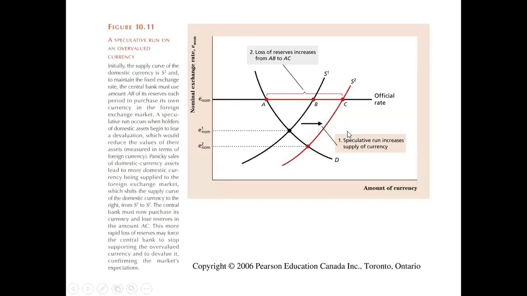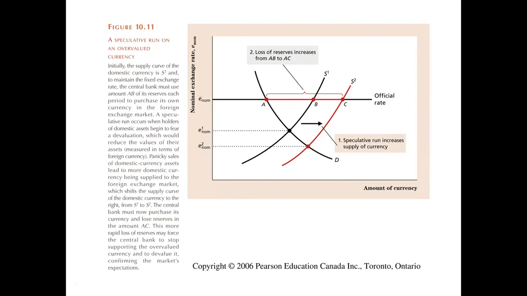So the illustration shows here an extension of what we had discussed in the second part, wherein we had our E bar nom, which is our official rate. And then we have our E superscript nom 1, which is our fundamental value of the currency. So we've discussed this, that point A to B will be the loss of the reserves because the central bank would be buying back the local currencies in the foreign exchange market.